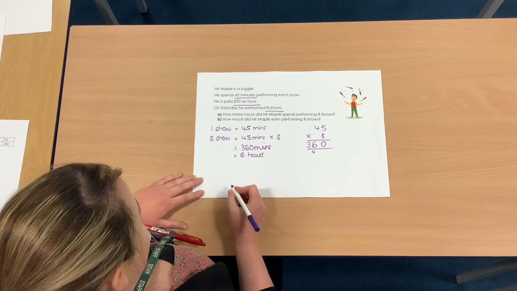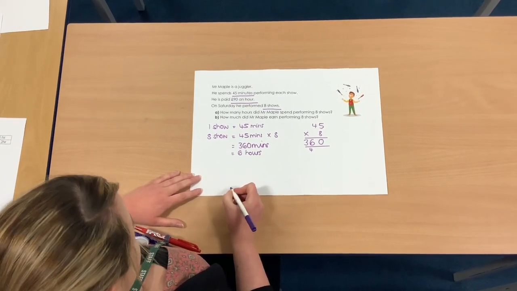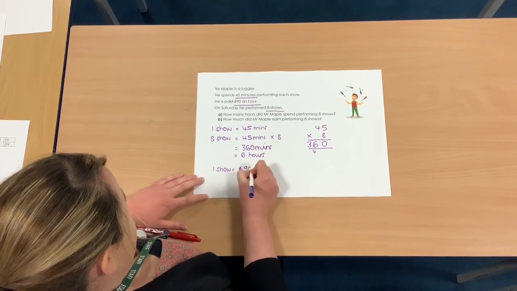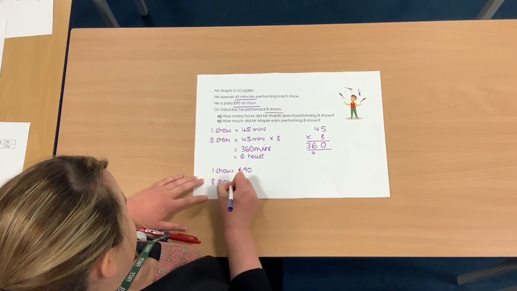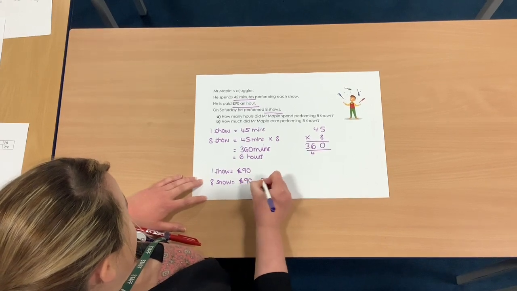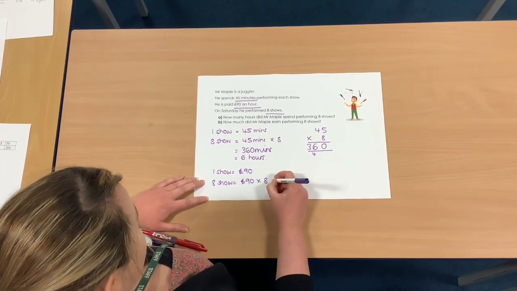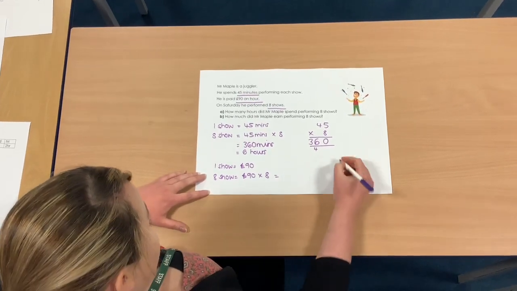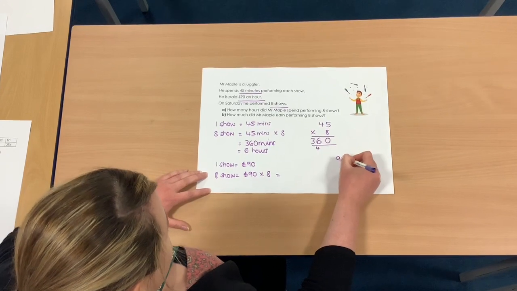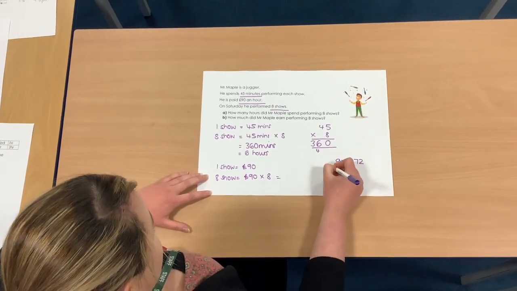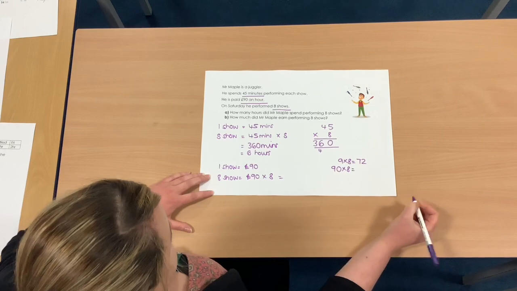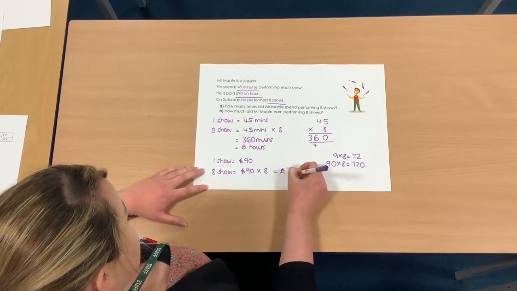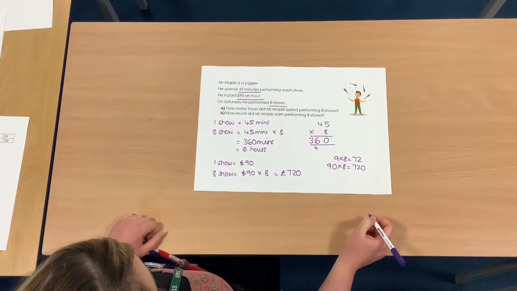B, how much did Mr. Maple earn performing 8 shows? Okay, so one show I know was £90. So for 8 shows, I'm going to need to do £90 times by 8. Okay, and I can use my 9 times table to help me here. So I know that 9 times 8 is 72. Okay, so therefore I then know that 90 times 8 is 720. So that means that he earned £720 performing 8 shows.